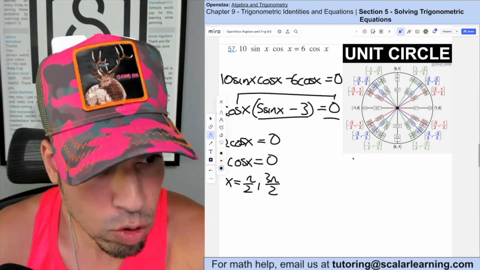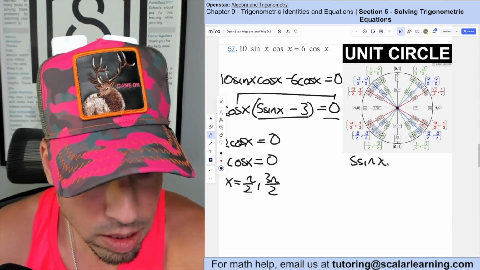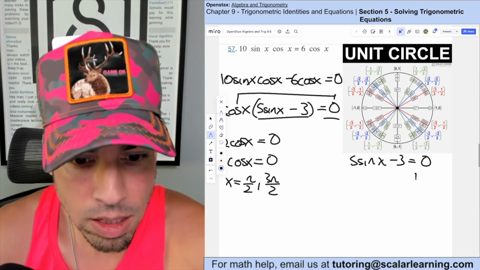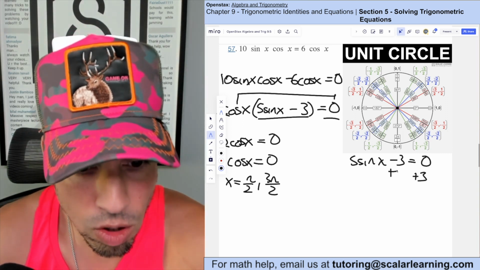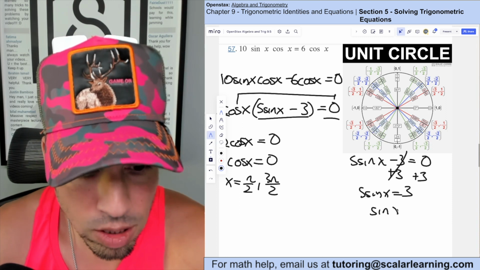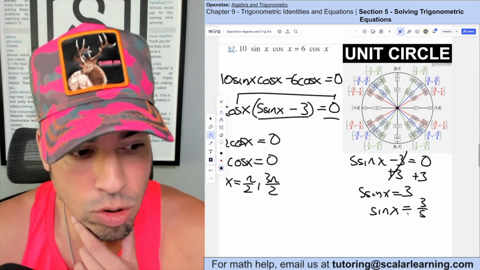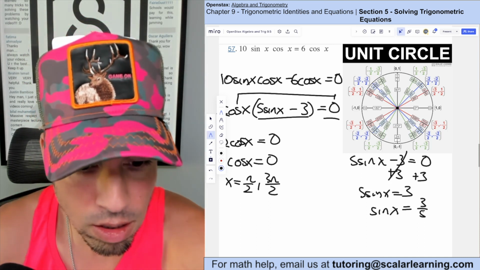And then for my other equation, it would be when does 5 sine of x minus 3 equal 0. So to solve this, first I'm going to isolate. I'm going to add 3 to both sides like so. And then I'm going to divide by 5. So sine of x equals 3/5. Now this is not on the unit circle, so I'm going to have to take arc sine of 3/5.